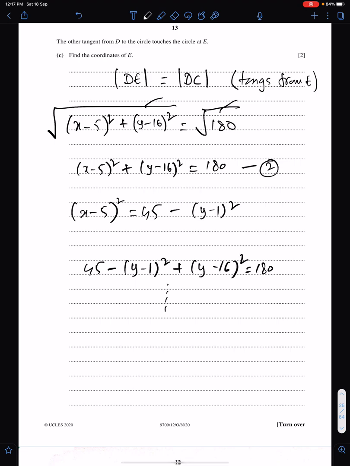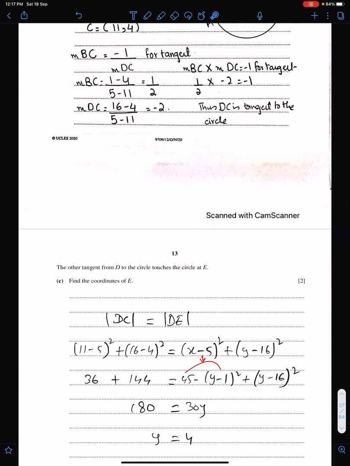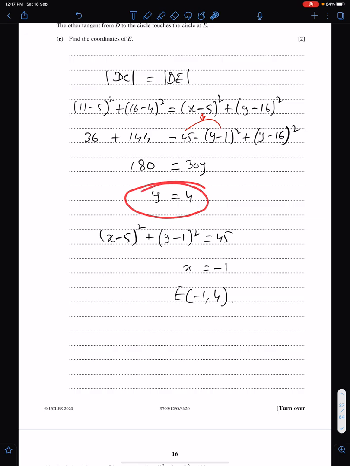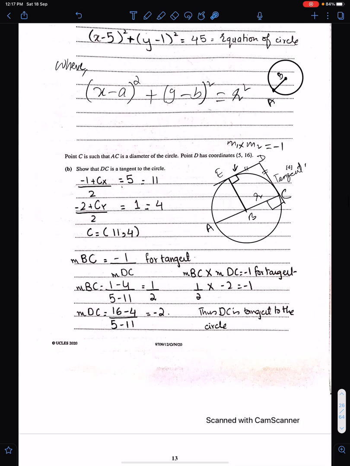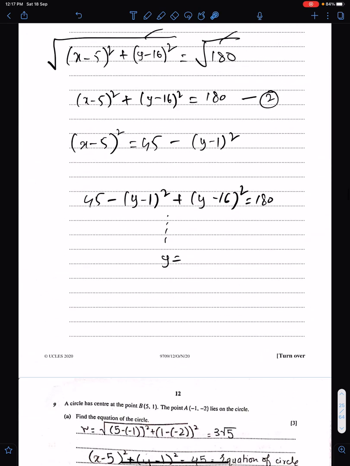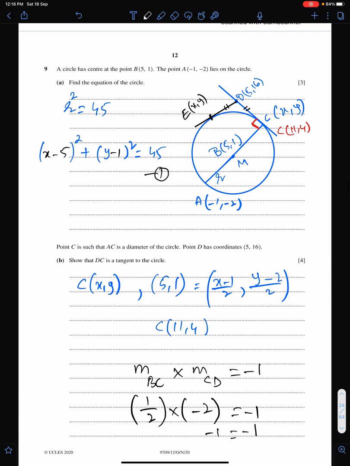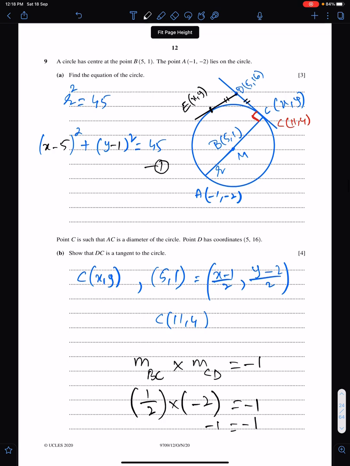So by solving this thing, we can get y. And after getting y, we need to substitute y here to get x. So y is 4 and x is minus 1. So the coordinates of E will be -1 and 4. You can check this solution first and then the complete solution.